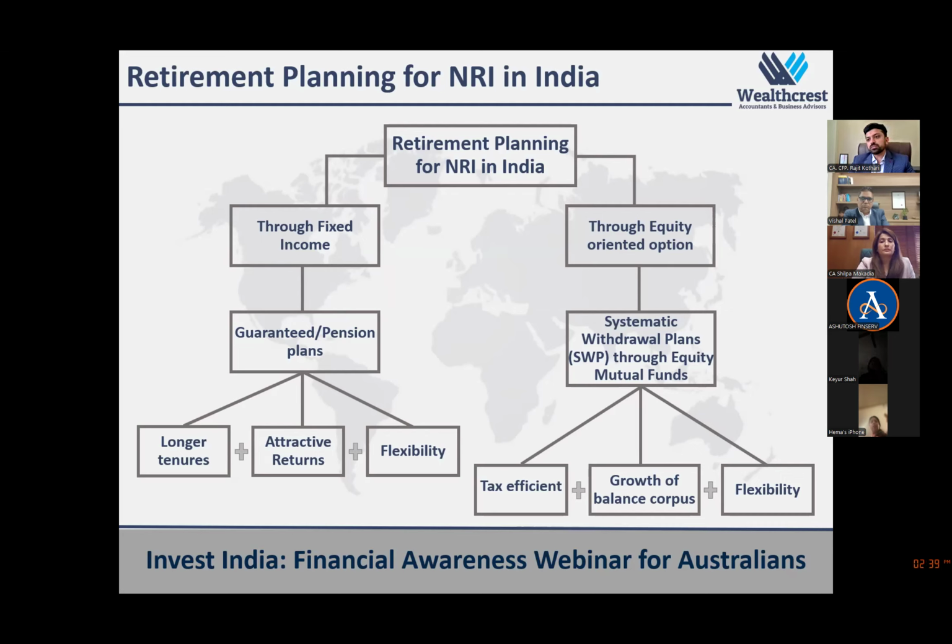Second, the balance corpus, which we are not withdrawing, can keep growing with the growth of the economy and the stock market. The third benefit of the systematic withdrawal plan is that there is flexibility of increasing or reducing the amount with time, depending upon the requirement of the investor.